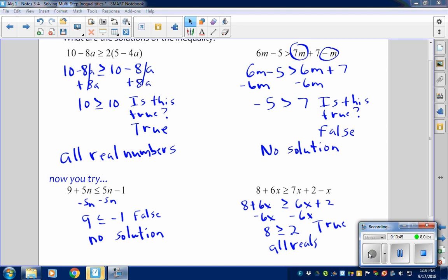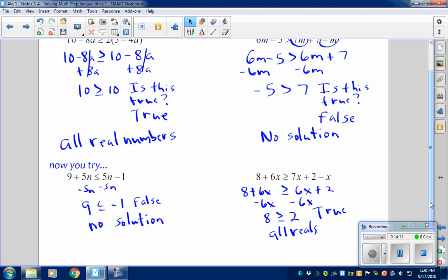9 is not less than or equal to negative 1. Wait, and why all reals? All reals because is 8 greater than or equal to 2? I got 6 greater than or equal to 0. Is 6 greater than or equal to 0? Yes. So no matter what you do, no matter what letter this has in it, it's going to be true. So because this is always true, you're not trying to get them equal to each other. It says if this number on the left is greater than or equal to the number on the right, which it is, then all real numbers would work in this inequality.